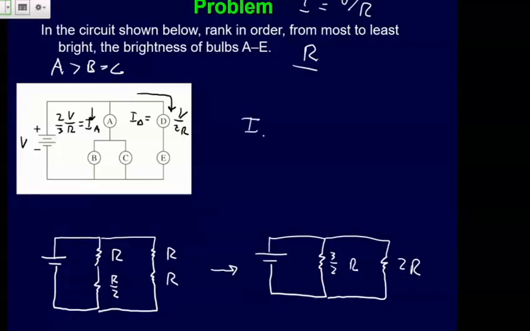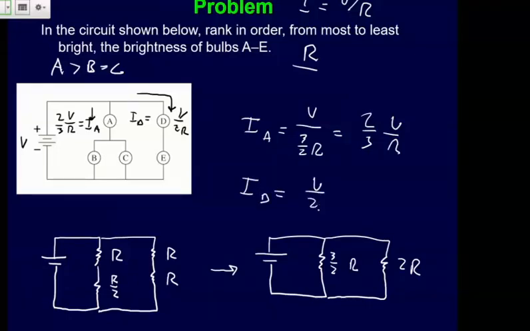The current going through A has to be, because it's the same voltage drop since they're in parallel with that battery, V divided by my total resistance, 3/2 R. So this is 2/3 V over R, and the current at D would be V over 2R. Going by current, this is a bigger current than that one there. So I know A is the biggest.